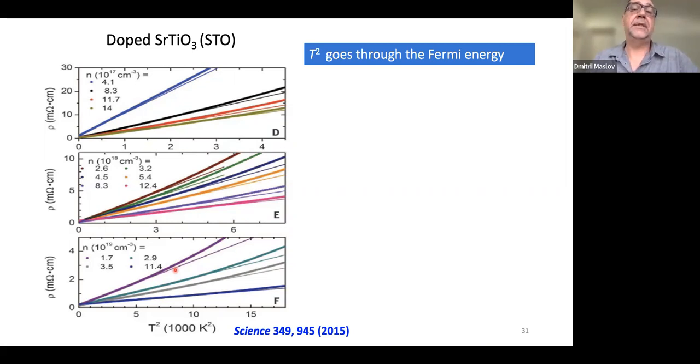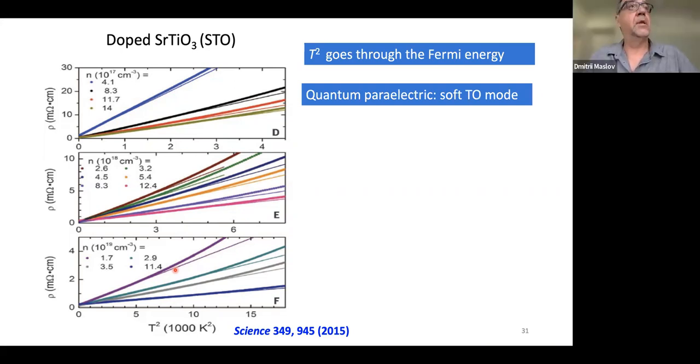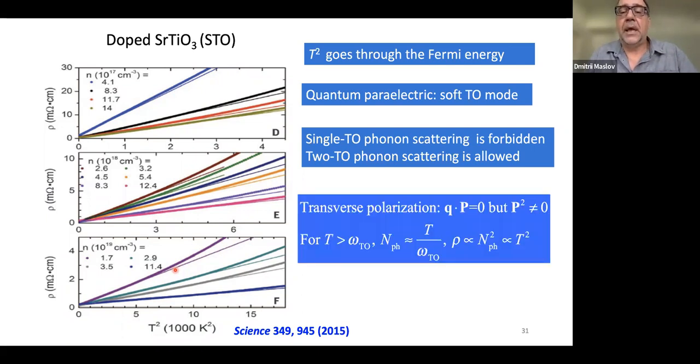One feature of this T squared is that it goes through the Fermi energy, and therefore it can really be the feature of a Fermi liquid. So theorists, after the first shock, thought a little bit and recalled that this is actually a quantum paraelectric. It's very close to ferroelectricity, but it doesn't quite make it, which means that it has a soft TO mode. Single TO phonon scattering is forbidden because this mode is transverse, but one can scatter off two TO phonons. And if temperature is larger than the frequency of a TO phonon, then the number of TO phonons is proportional to temperature. And because I need to have two phonons rather than one, the resistivity is proportional to this number of phonons squared, which is T squared, over some temperature range.